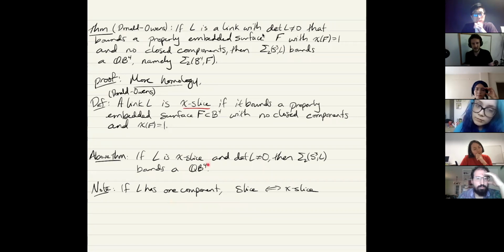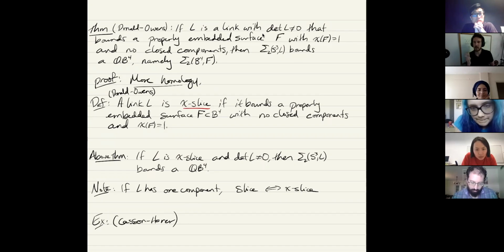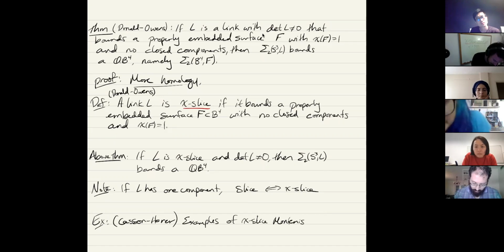Now let's do a little bit more history. There are a lot of examples of chi-slice links that came out way before this definition was proposed and written down. The first set of examples goes back to Katz and Harrer again, back to the 70s. I can't write while I talk, so I just combine all my words. What they showed is that they produced a lot of Montesinos links that are chi-slice. So they had a lot of examples of chi-slice Montesinos links. The double branch covers of these were Brieskorn spheres that bounded rational balls.